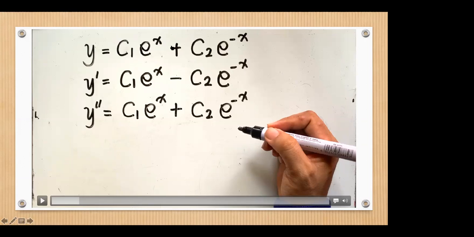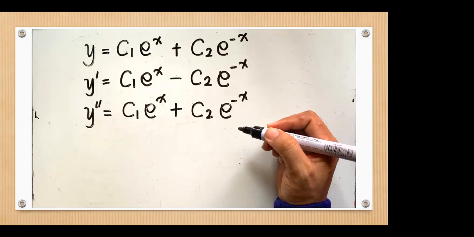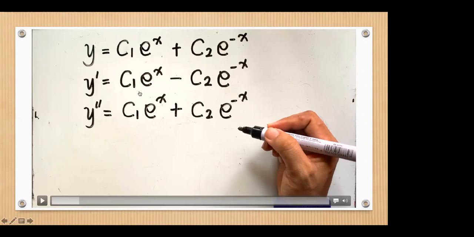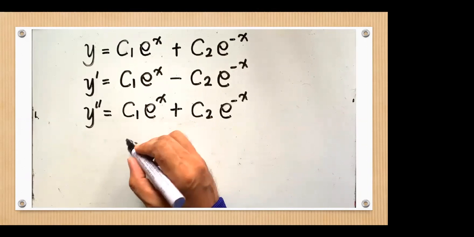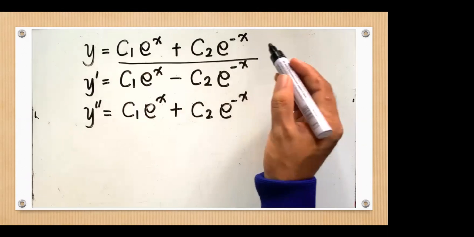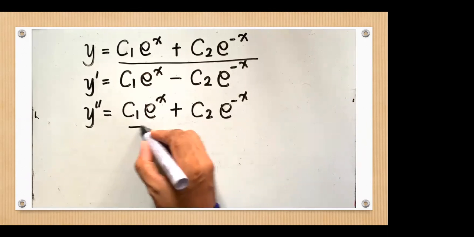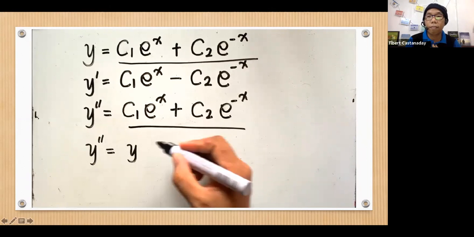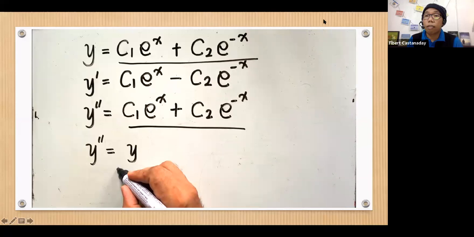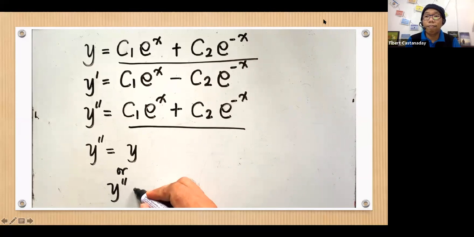So, okay, looking at these equations, you can see that the first equation and the last are equal, right? So it means our final answer will be y double prime is equal to y. That's all there is to it. Okay, so any questions? None? Okay, it's easy, right?